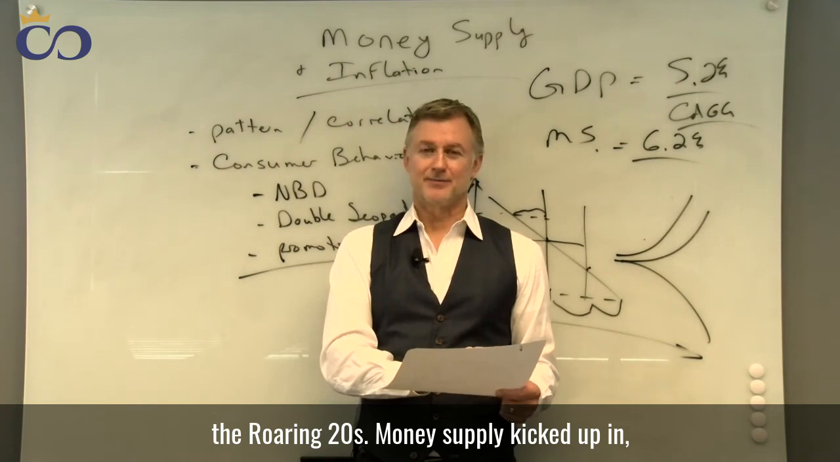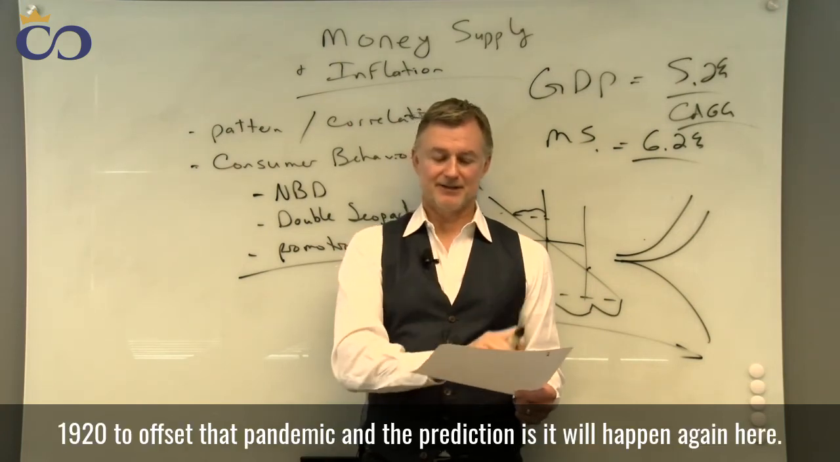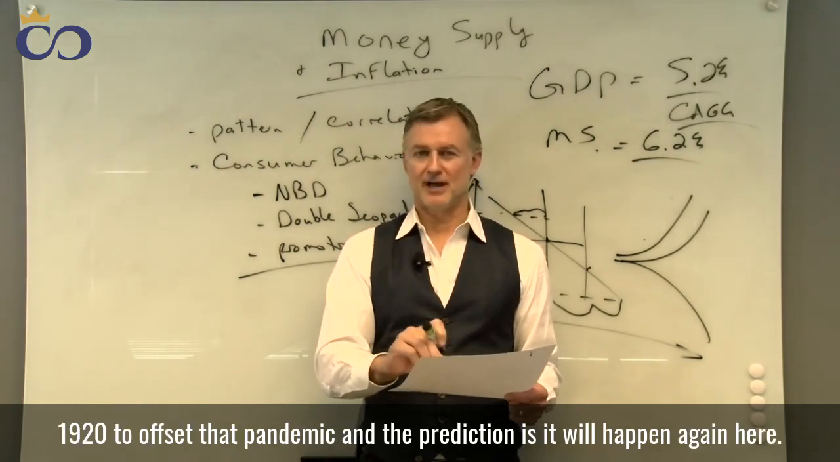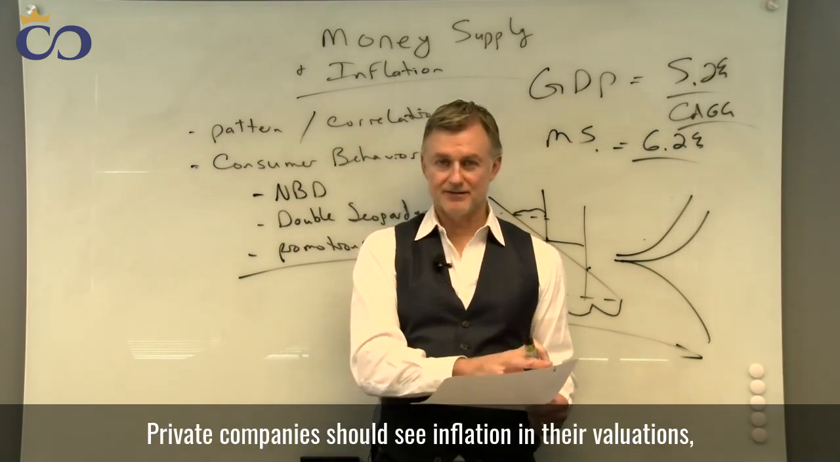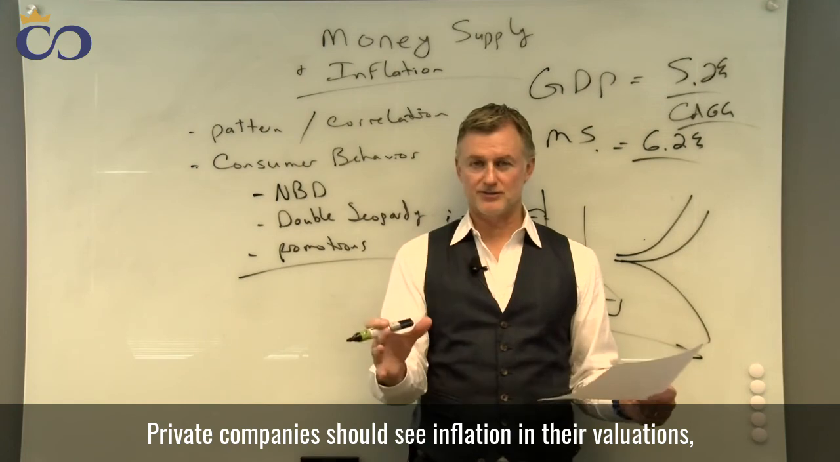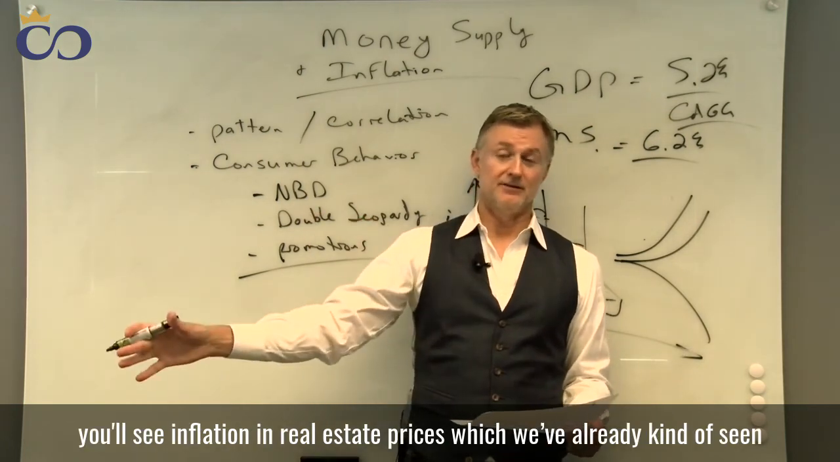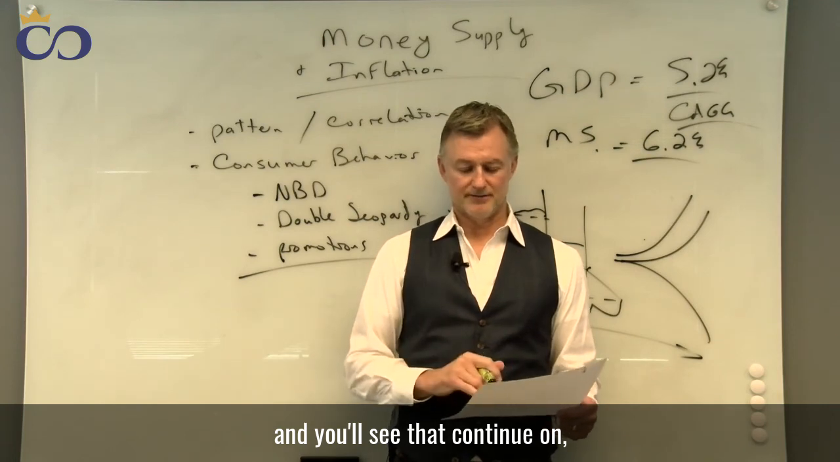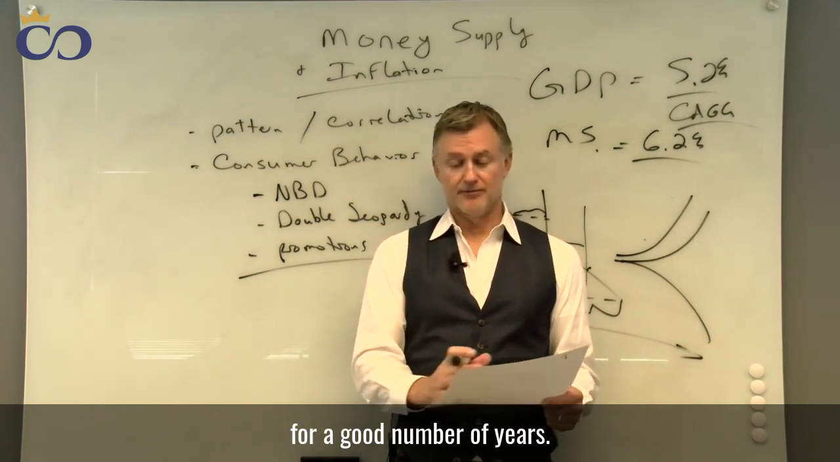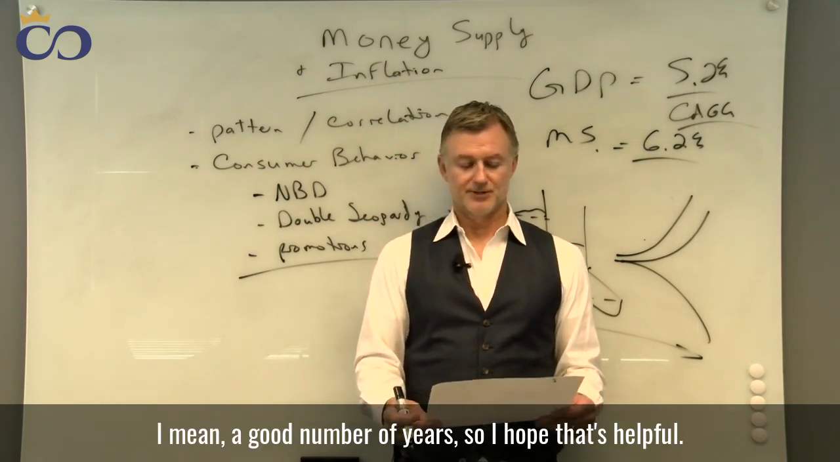Money supply kicked up in 1920 to offset that pandemic, and the prediction is it will happen again here, right? All assets, not just public equities. Private companies should see inflation in their valuations. You'll see inflation in real estate prices, which we've already kind of seen, and you'll see that continue on for a good number of years. I mean, a good number of years. So I hope that's helpful.